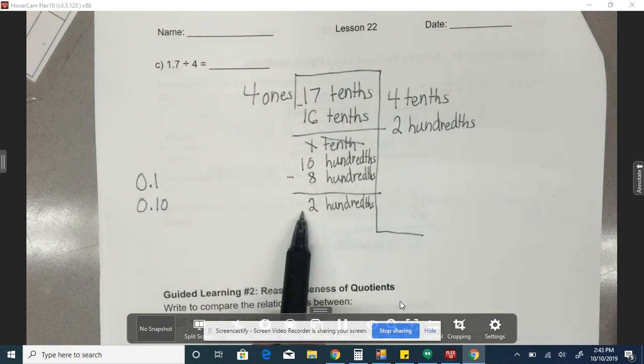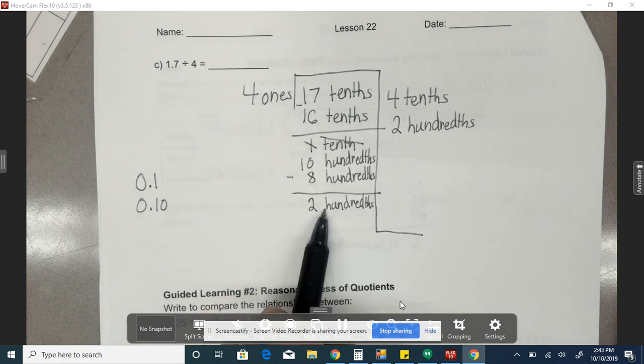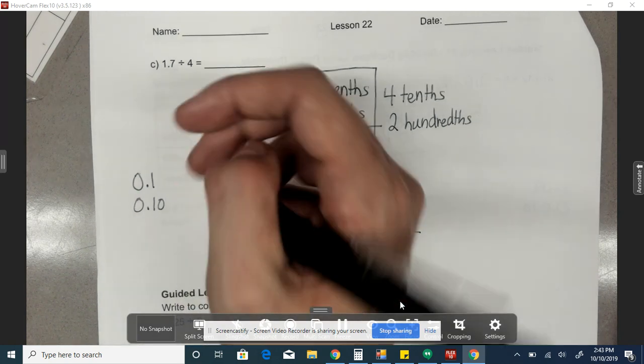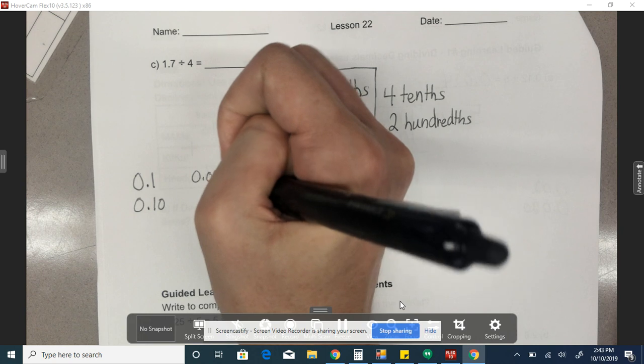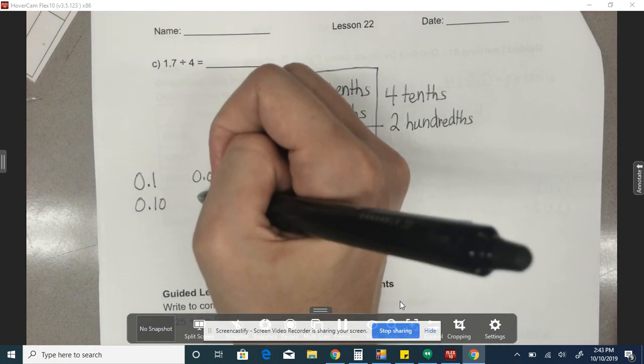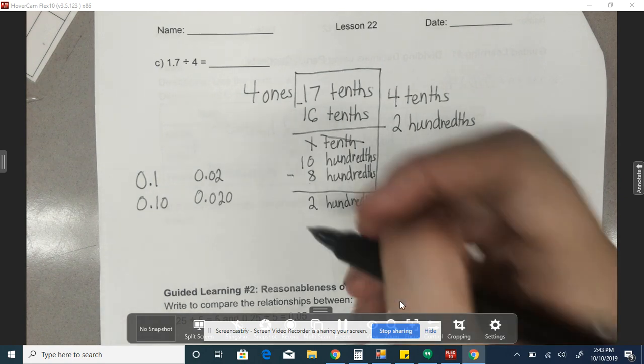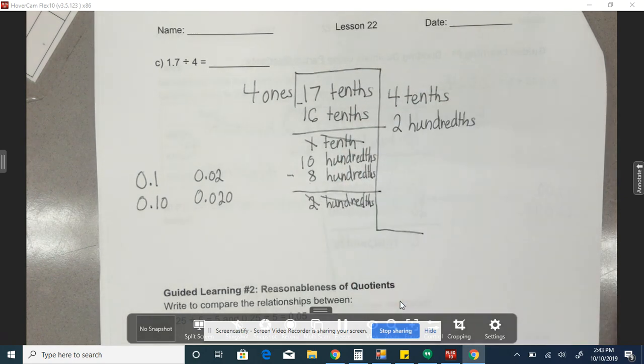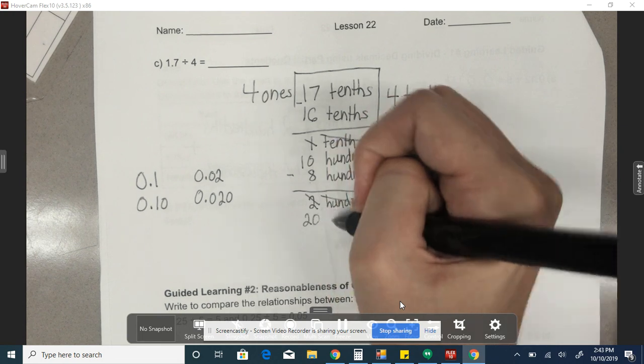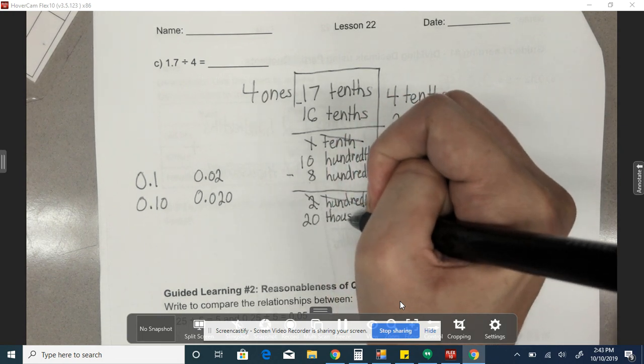4 times 1, that's already too big for 2, because 4 times 1 is 4. I'm going to rewrite 2 hundredths using thousandths. Once again, you don't have to do this part. If you just want to watch, that's fine. I have 2 hundredths, and that is the same as having 20 thousandths. So I'm going to cross this out, rewrite this as having 20 thousandths.